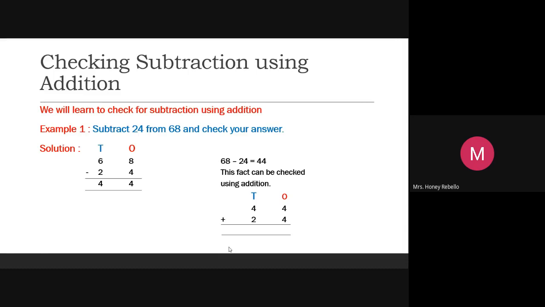Now look at the screen. You are having this answer and this number. Always write the answer first. See here, 44 first. And the number which you are going to subtract, you write that number second. When you add these two numbers, you will get the first number.